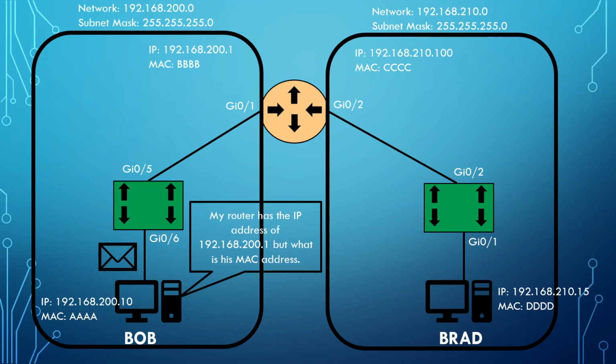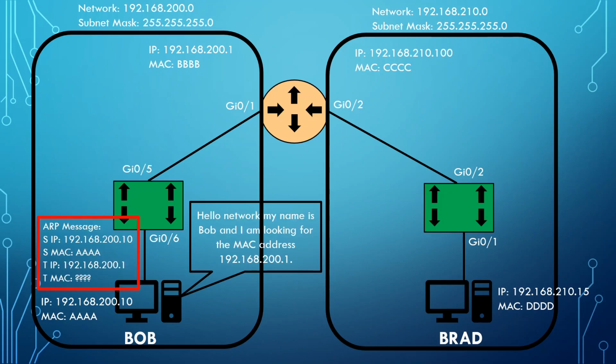But then what Bob comes to realize is that he knows that his router has the IP address 192.168.200.1, but he doesn't know what his default router's MAC address is. So Bob's like, aha, let me use the ARP protocol to find my router's MAC address. So essentially, this is what the ARP protocol does.